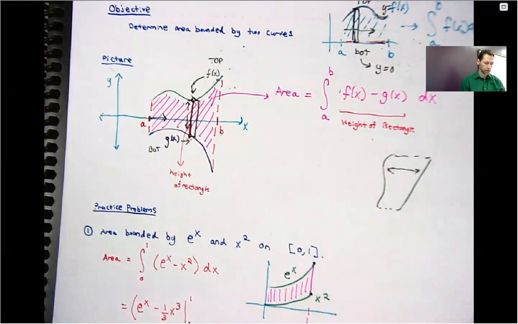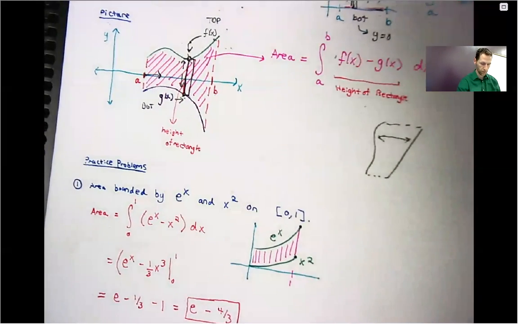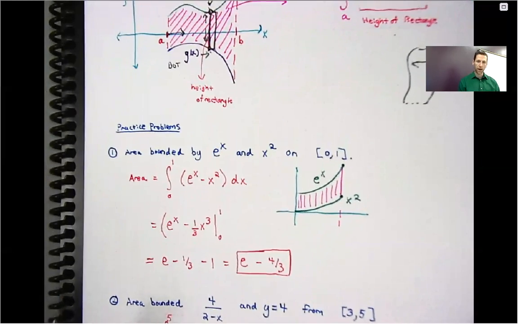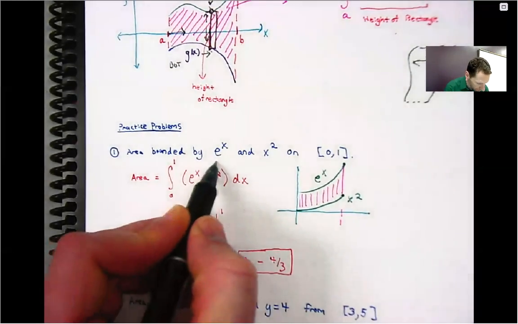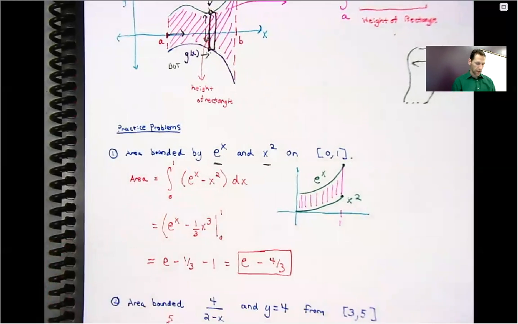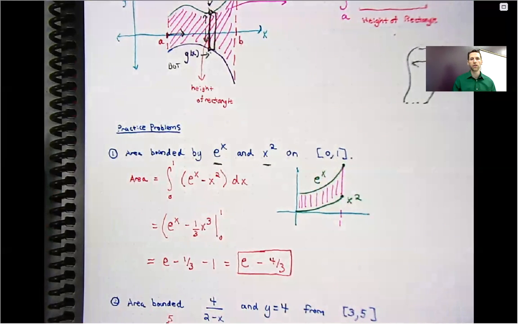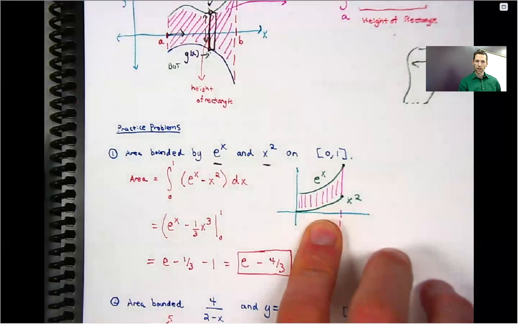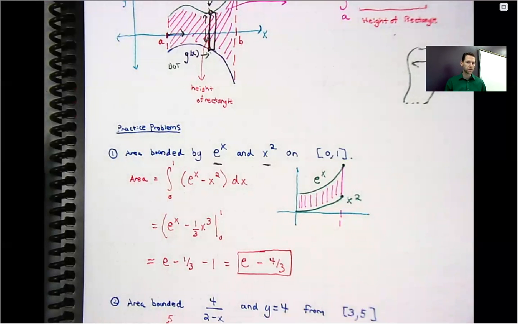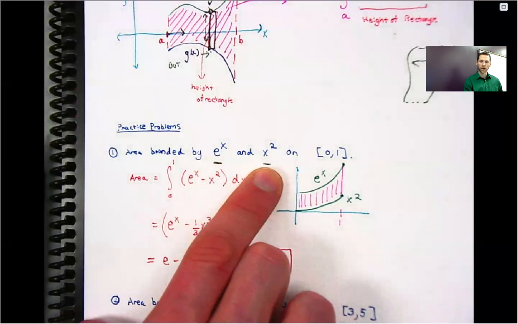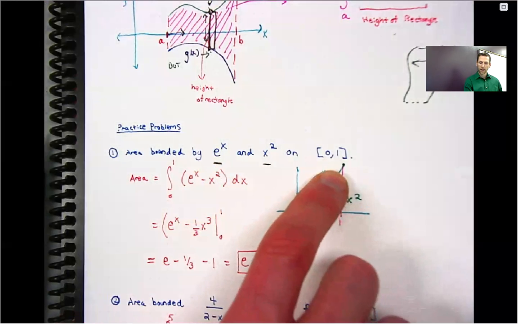Anyways, let's look at a practice problem. We're going to find the area bounded by e to the x and x squared on the interval 0 to 1. The primary goal for you is to have a mental picture of this scenario, so I want you to make a picture of this. I have Desmos open, so let me graph e to the x, graph x squared, and the interval 0 to 1.